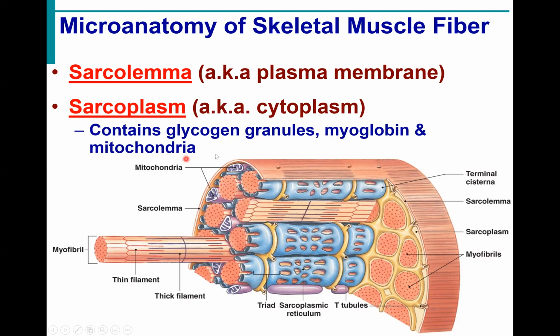We need the mitochondria, which is the engine that makes the ATP so that we can do the work. And again, to completely break down that glucose to make our ATP, we need oxygen. So we have a large amount of myoglobin in here as well. This is what we're going to use to make our ATP so that this muscle cell can work.